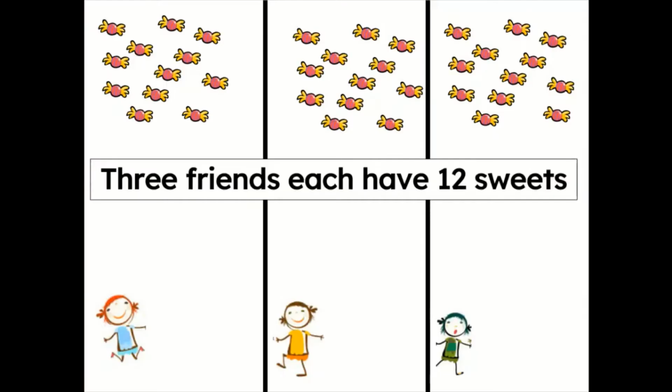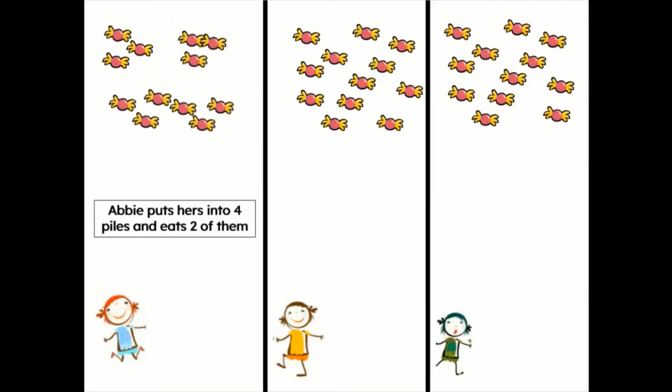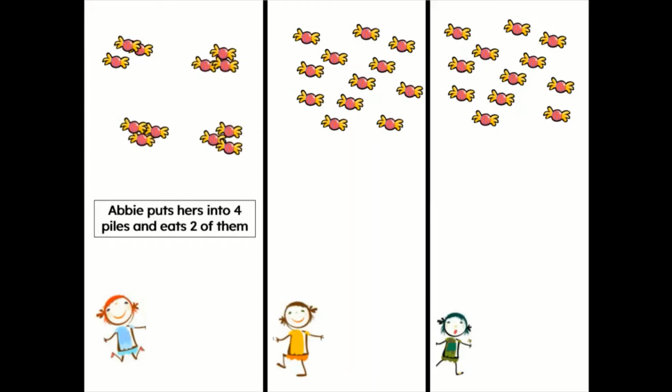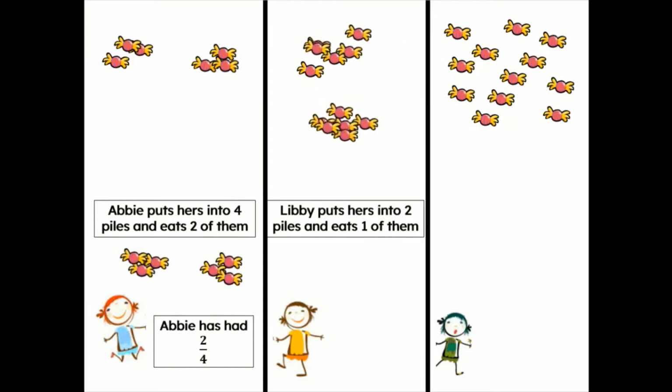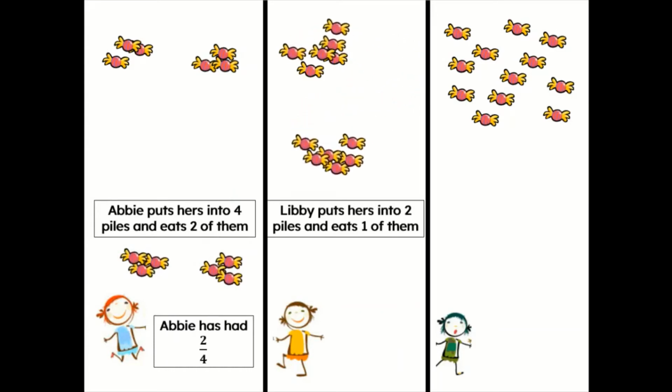Equivalent fractions. 3 friends each have 12 sweets. Abby puts hers into 4 piles and eats 2 of the piles. So she has eaten 2/4. Libby puts hers into 2 piles and eats 1 of the piles.